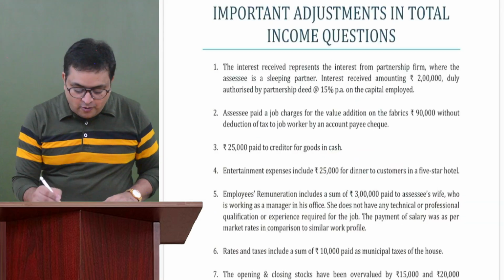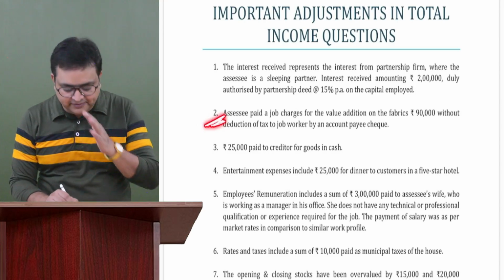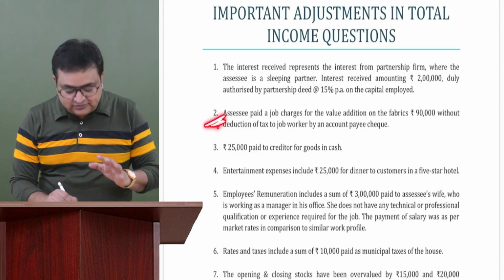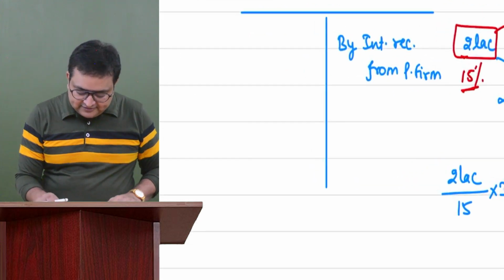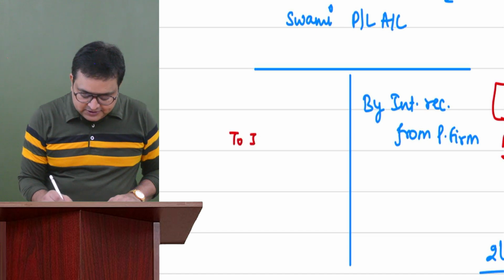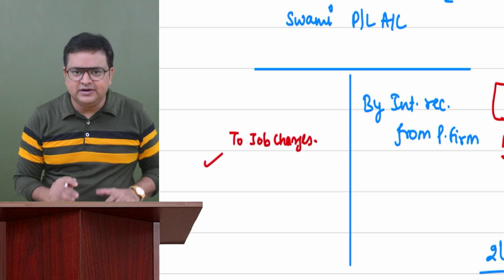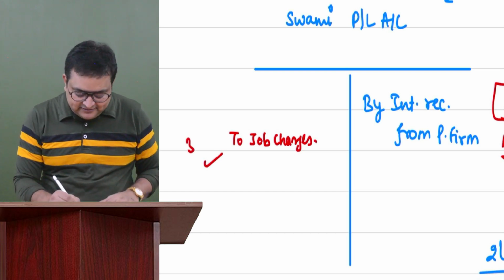This is a very common adjustment. I have seen this type of adjustment in many of the questions in past year papers. So please, this is quite an important adjustment. Say the assessee has paid job charges, so it's a common business expense, it should be allowed. Although you don't have to mention the section, if you ask me, the section is 37.